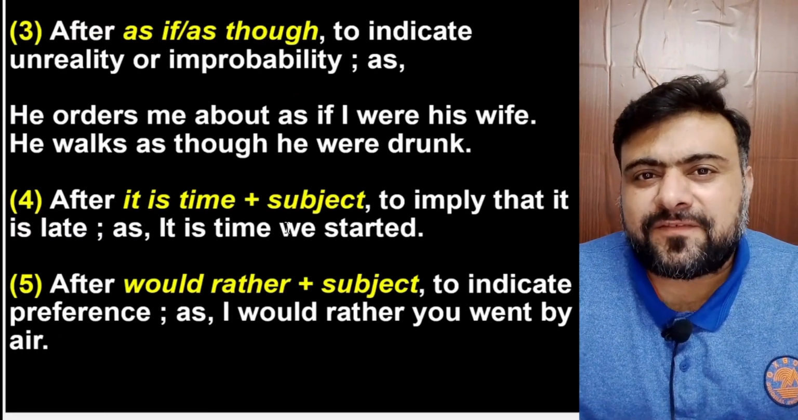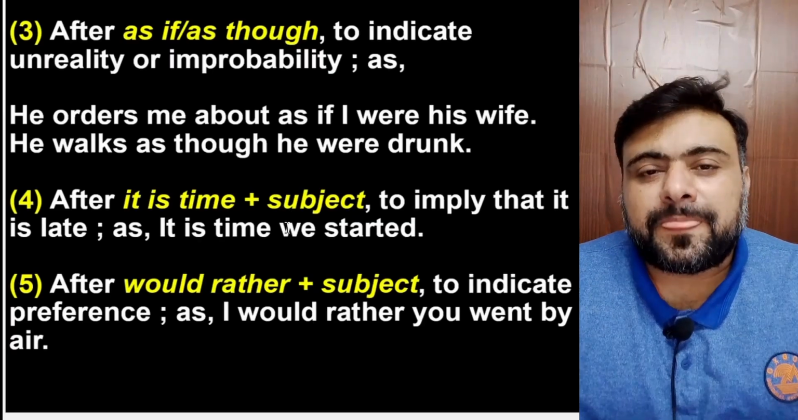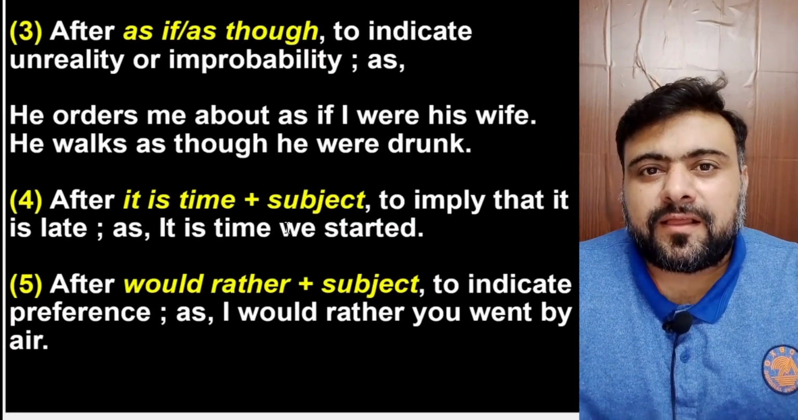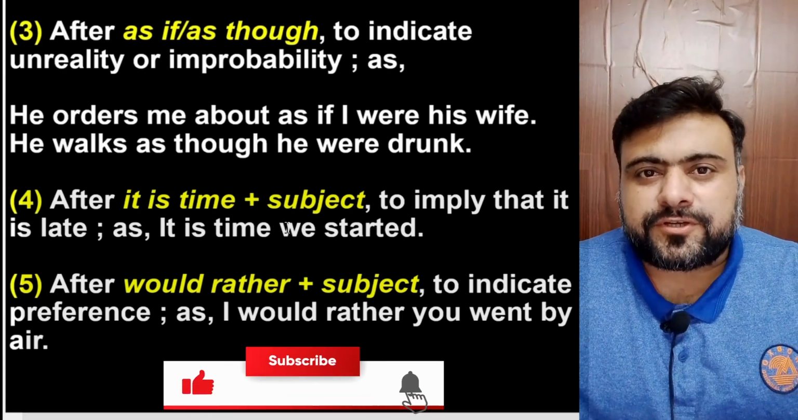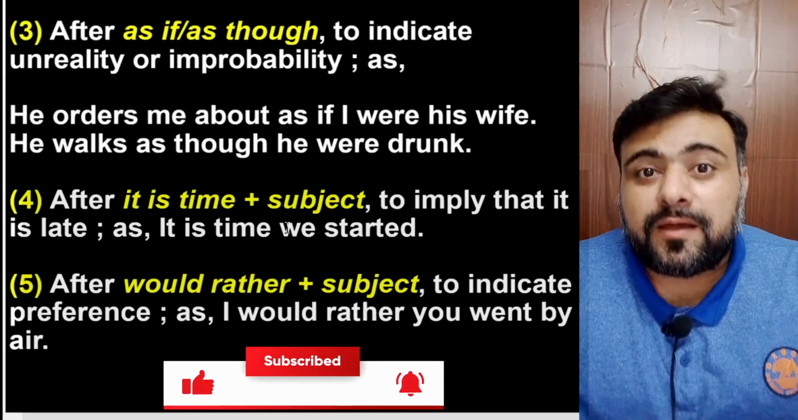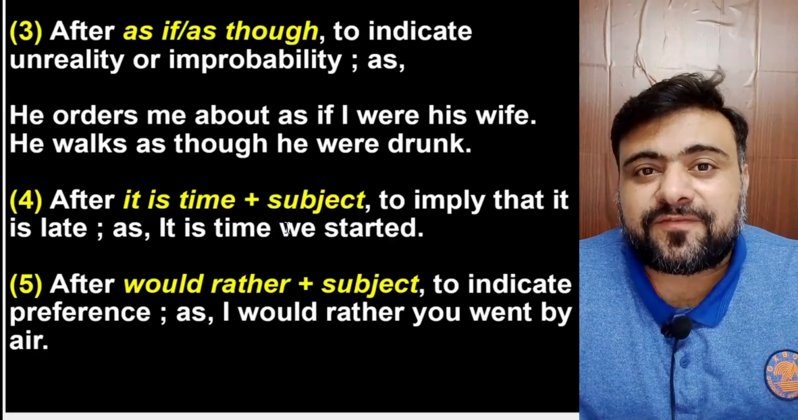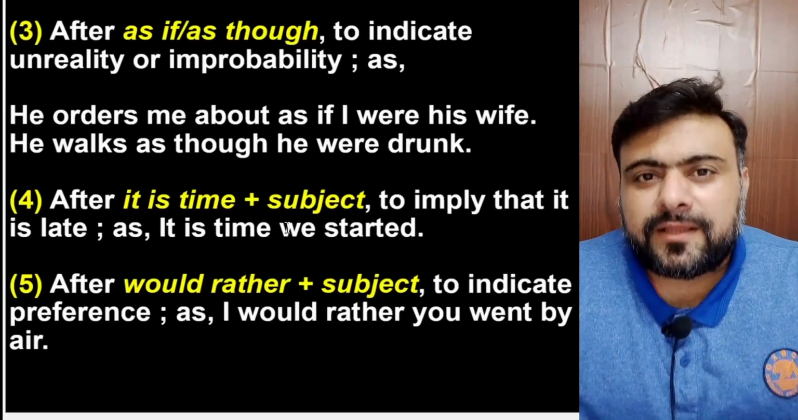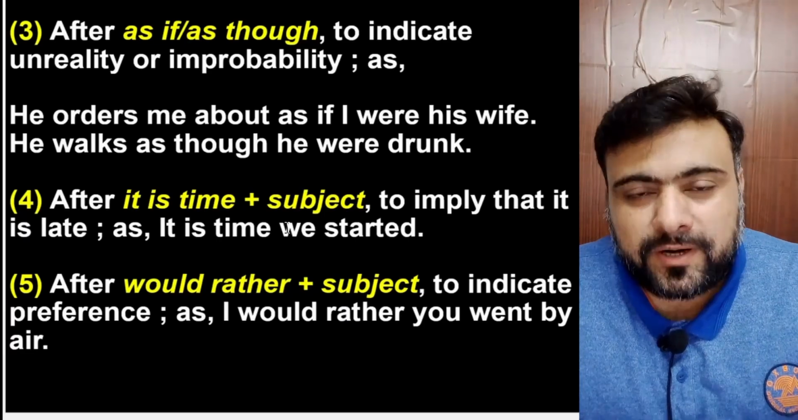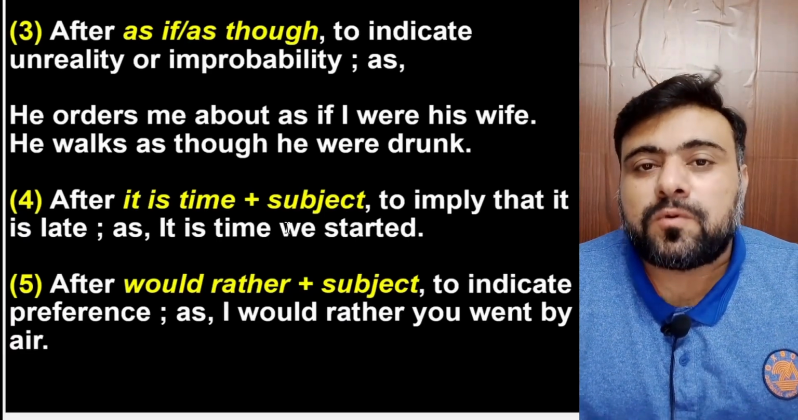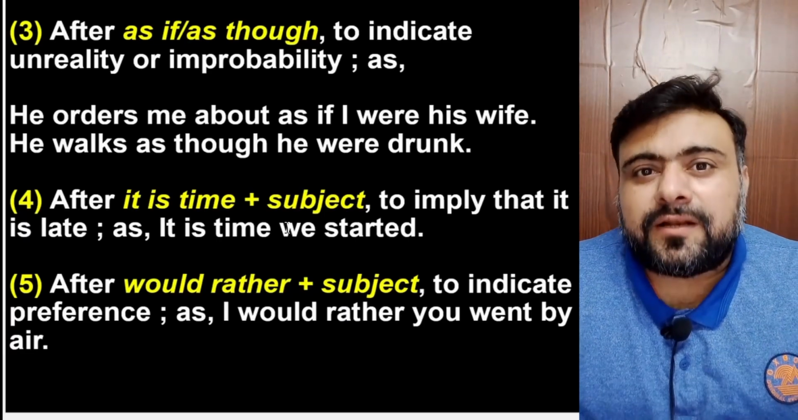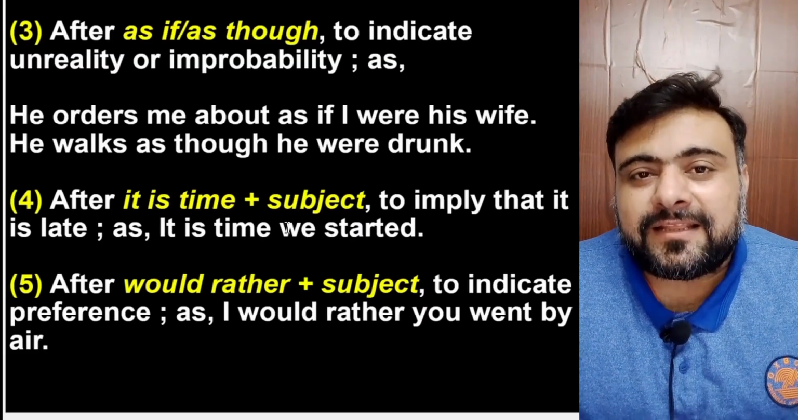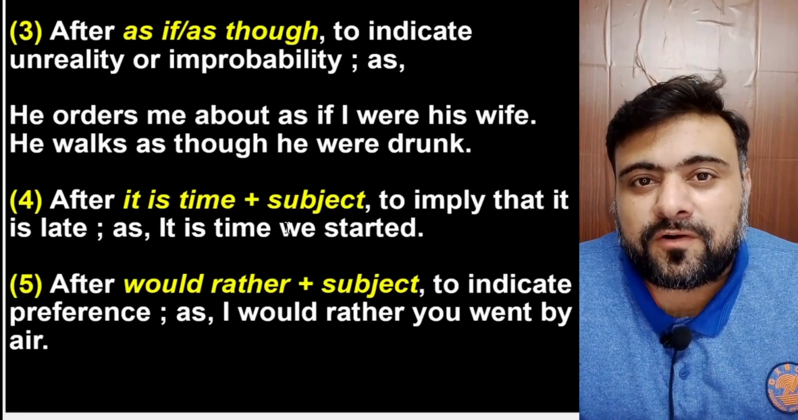Third, after as if or as though. He orders me as if I were his wife. This is contrary to the factual situation. I am not his wife, but he orders me as if I were his wife. He walks as though he were drunk. The fact is that he is not drunk, but he walks as though he were drunk. An unreal situation, contrary to the factual situation, has been presented in this subjunctive mood of the verb.